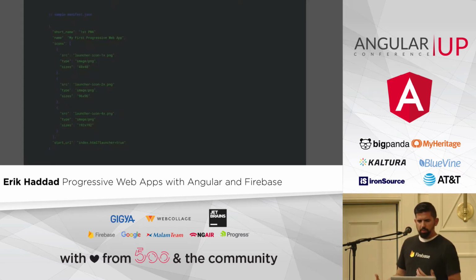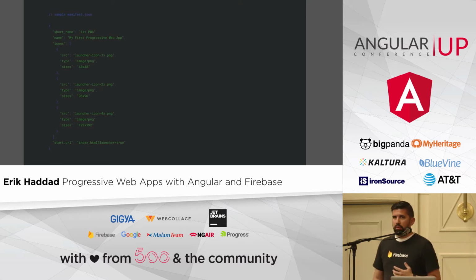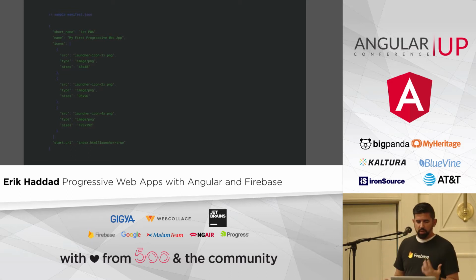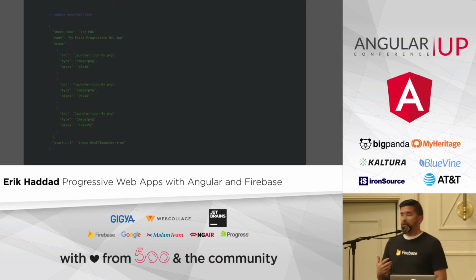So here's what a sample manifest looks like. You have a long name, a short name, you have a bunch of icons, various.